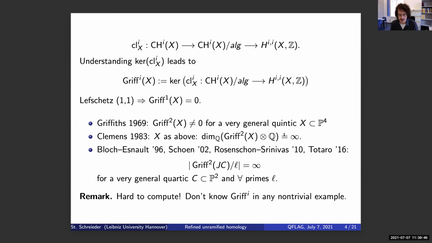So somehow the best thing that we can do is that in some examples, we can compute it if we tensor it with a field. In this case, it's a countable Q vector space of infinite dimension, so it's Q to the infinity, and this one here will be Z/L to the infinity. But that's essentially all we know. We don't know what the Griffiths group itself really is in these examples.